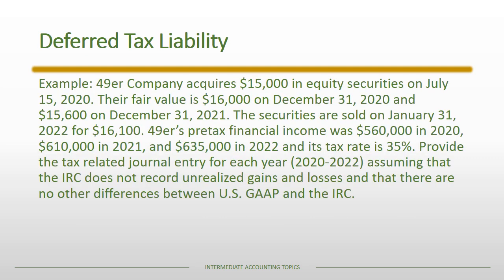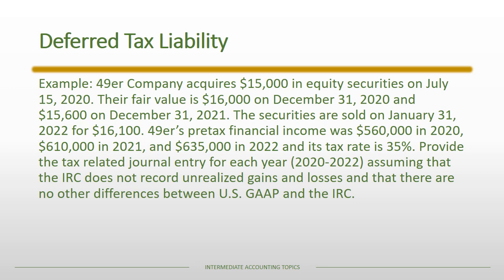Okay, so we have this example where 49er Company acquires $15,000 in equity securities on July 15th, 2020. And then we have some different fair values over 2020 and 2021, and then we have a sale in 2022. In this example, I also give you 3 years of pre-tax financial income, which is US GAAP financial income, and also the firm's tax rate.